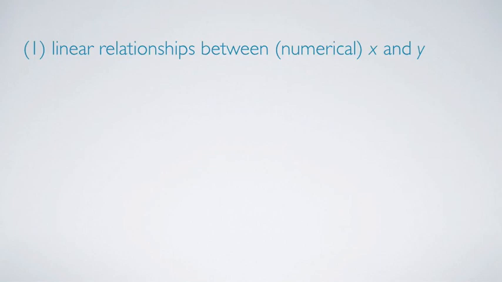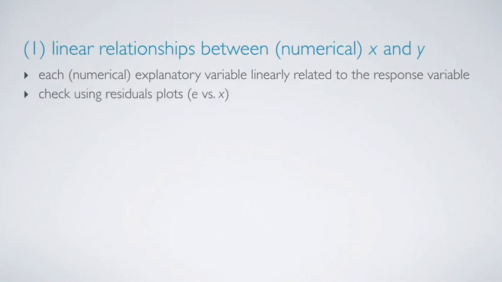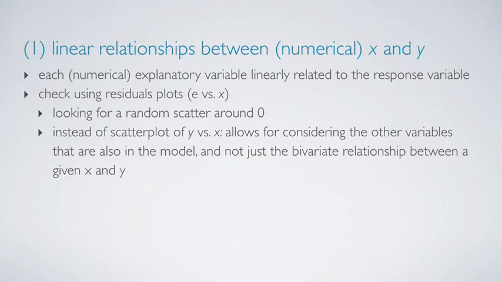First, linear relationships between numerical explanatory variables and our response variable y. We're mentioning numerical here because it doesn't make sense to ask for a linear relationship between a categorical variable and another numerical variable. So each numerical explanatory variable needs to be linearly related to the response variable. We check this condition using residuals plots, that is the residuals versus the explanatory variable. We're looking for a random scatter around 0, and note that we're using the residuals plots instead of a scatter plot of the response variable versus the explanatory, because the residuals plot allows for considering the other variables that are also in the model and not just the bivariate relationship between a given x and our y.